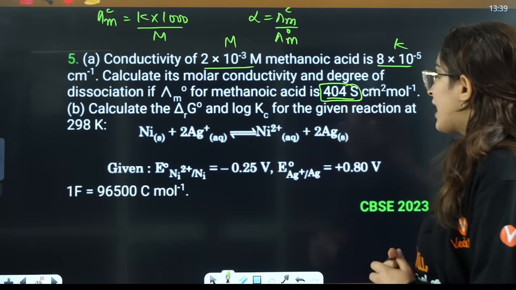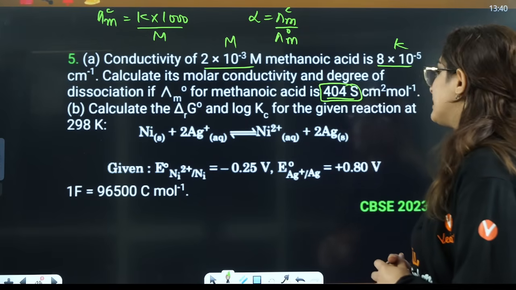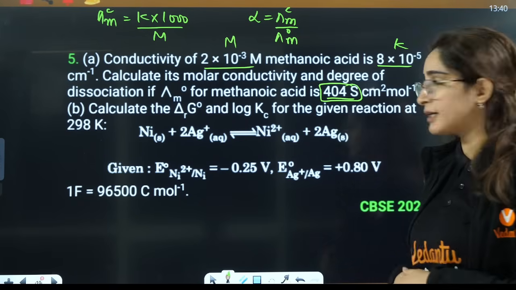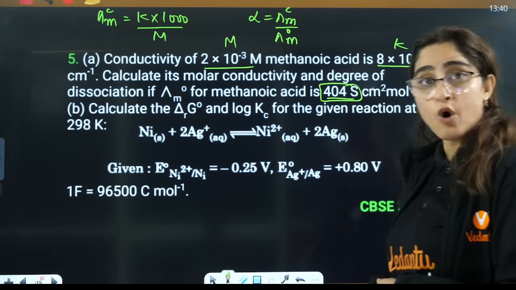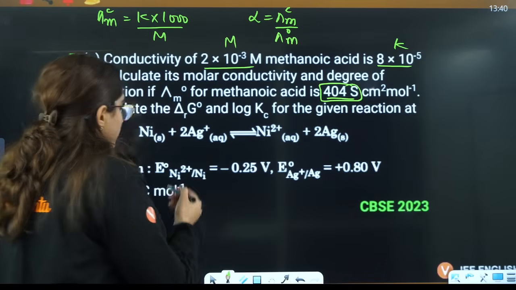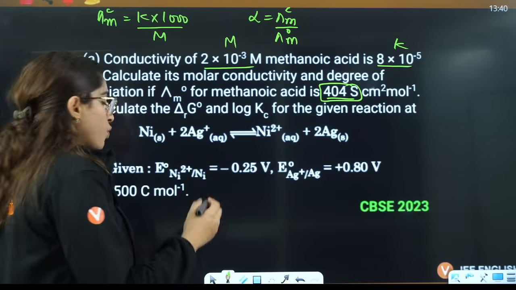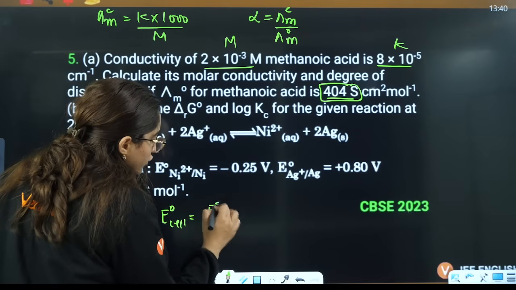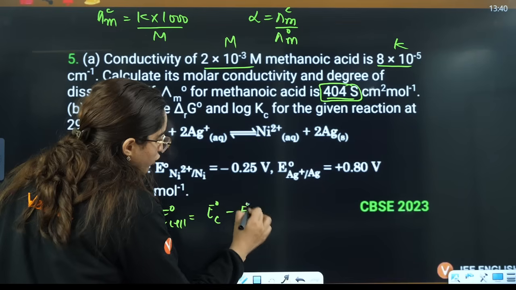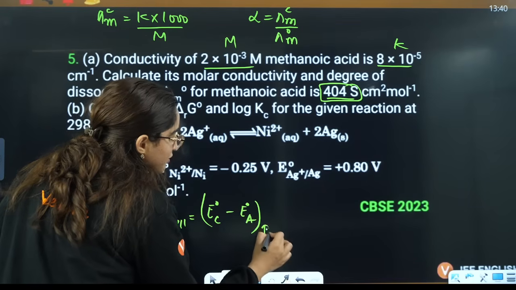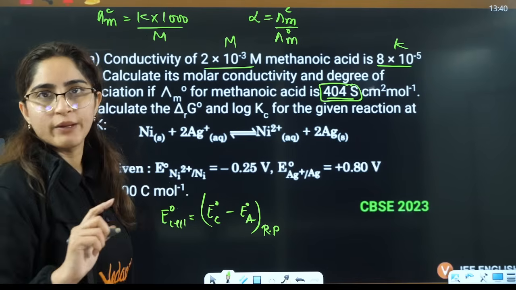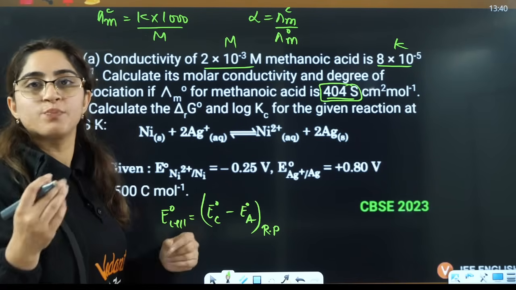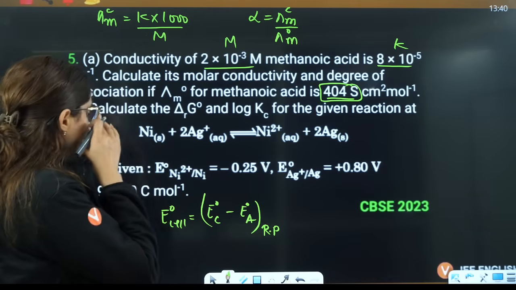So to calculate the value of delta G naught, you must know the value of E naught, right? So let's talk about that. So what is the value of E naught? Firstly, you should know E naught cell is nothing but E naught of cathode minus E naught of anode, and these are the reduction potentials of both of them. Reduction potentials means what? Let's see the application here.